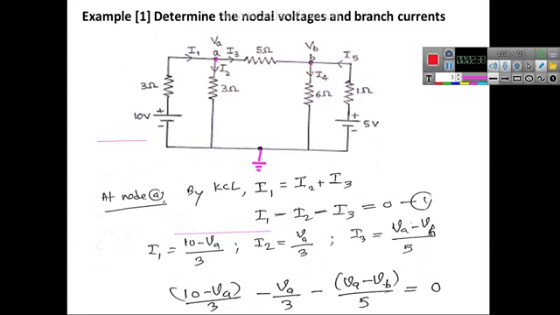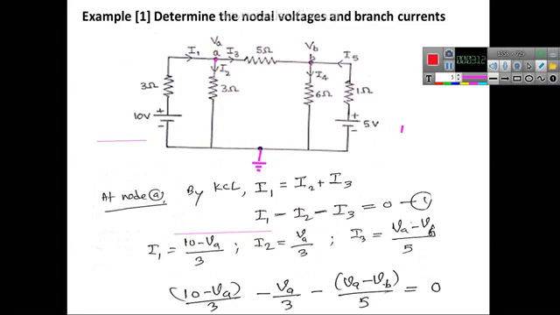Therefore, the number of nodal equations to be written for this given network is n minus 1. n is 3, so n minus 1 is nothing but 2. Therefore only two equations are to be written for this particular network. So before writing the nodal equations, first you need to assign the current directions.